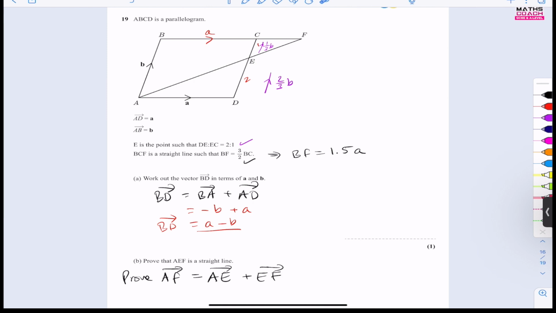But obviously, I'm going to find this separately, I'm going to find EF separately, add them together, and then that will give me a version of A to F. But I'm going to need to find another alternative version of how to get from A to F without going through this way. So I'm going to go through this way and that way perhaps, okay? So let's go ahead and do that.